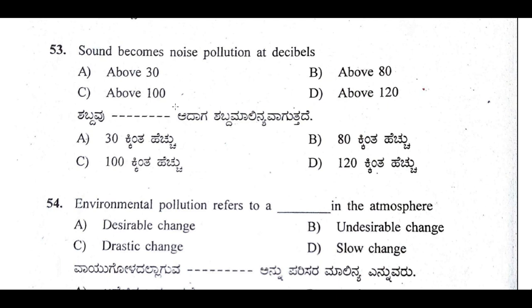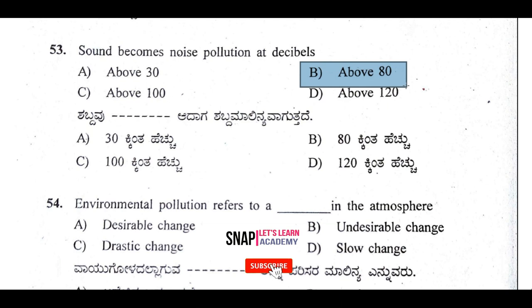Option A, above 30, above 80, above 100, above 120 decibel. As we know that the human ears can tolerate the sound up to 80 decibels, and beyond this causes irritation, and hence the level above 90 decibels are considered as noise pollution.